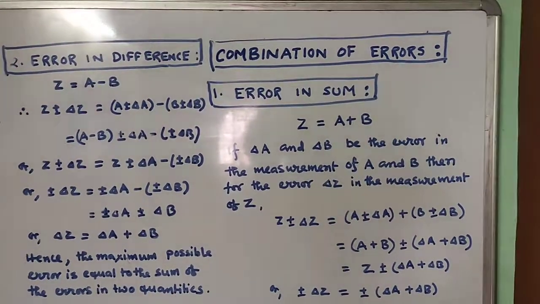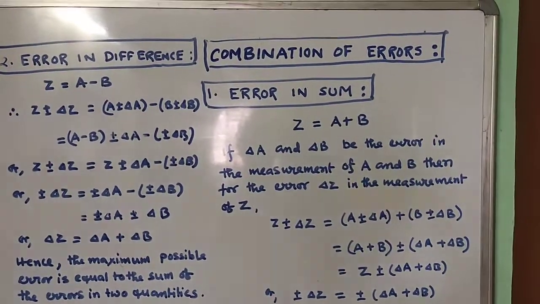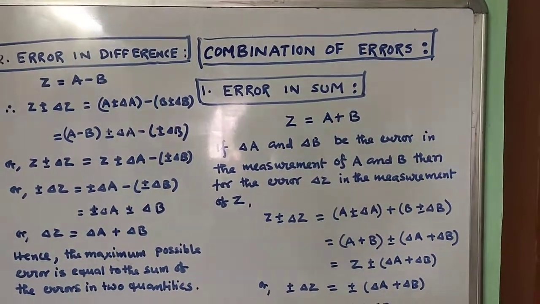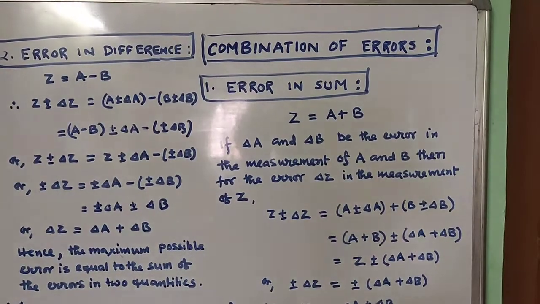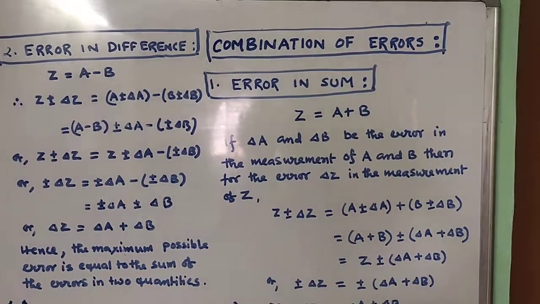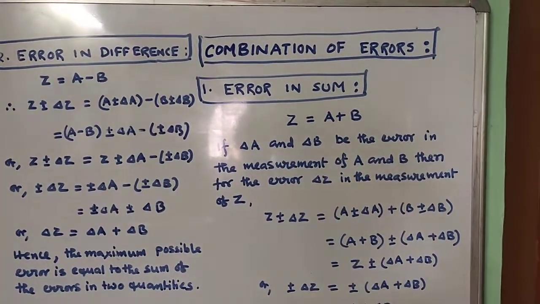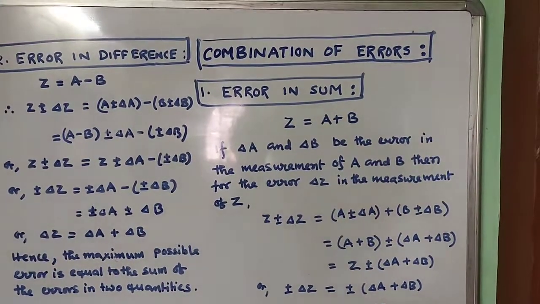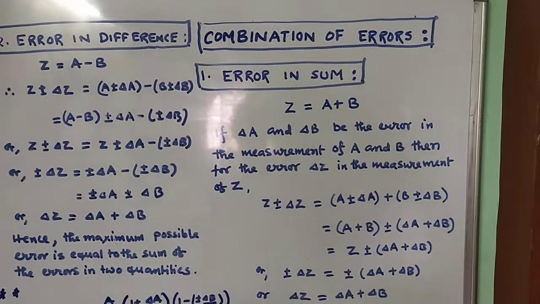Suppose you perform an experiment, what you have to do? You have to measure a few physical quantities. And after measuring those physical quantities, you have to substitute their values in the formula to get the final result. For example, if you want to find the momentum, what do you have to measure? You have to measure mass and velocity.